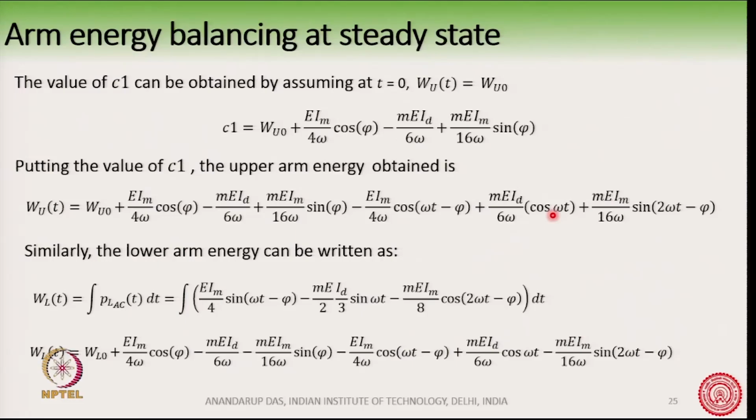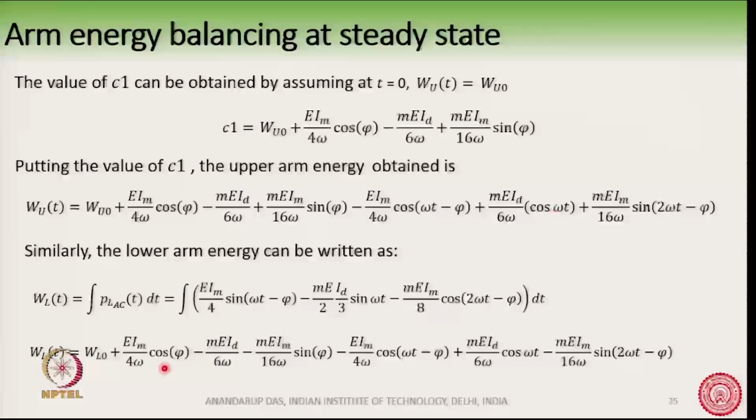In a similar way, if you do the lower arm energy, you take the W L and then integrate it, and you can do a similar exercise and get a very big expression like this, here W L of t, with an initial energy of W L 0 in the lower arm.